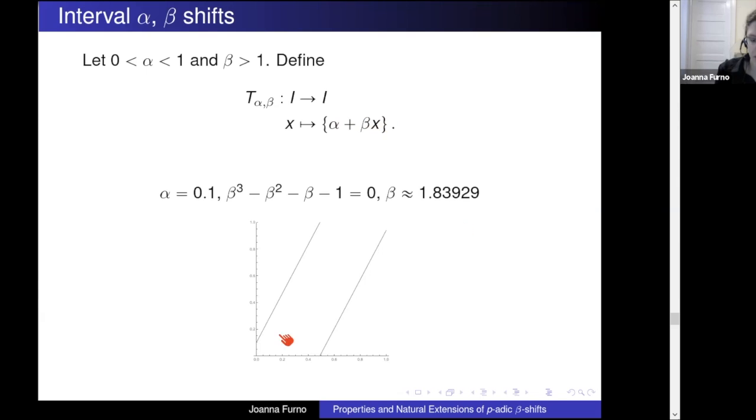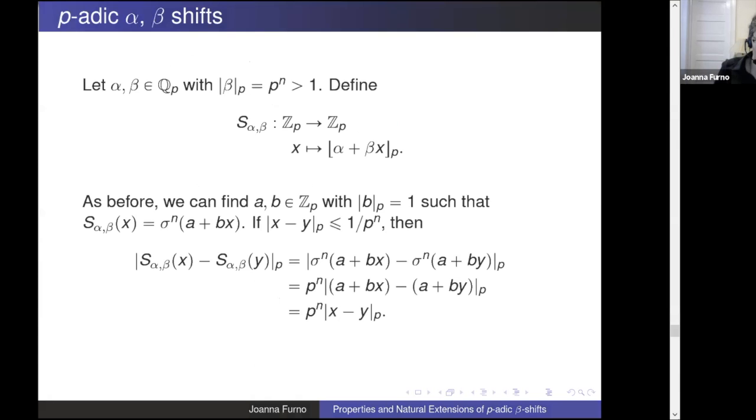That gives you a little gap on the left and a gap on the right. And so that makes things a little bit more complicated. These are not quite as well studied as just the beta shifts. But when you look at p-adic alpha beta shifts, what can you do? You can do a very similar thing to how we broke down that beta shift before. You can express this transformation, find an a and a b in your p-adic integers. Your b is going to have absolute value 1. And then this transformation is just your linear thing and then shifted.